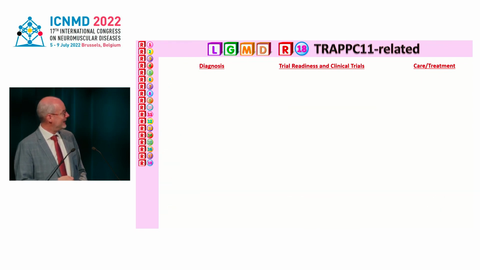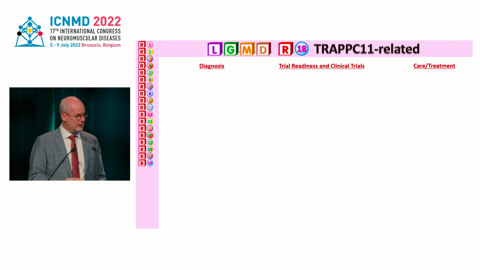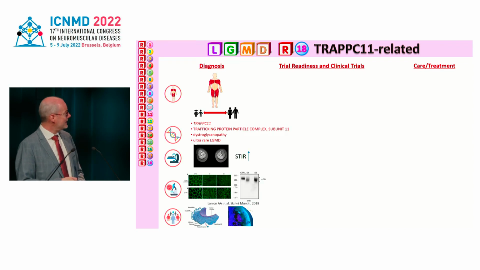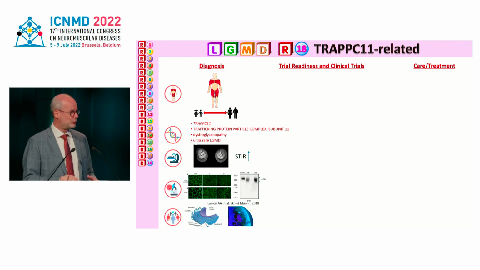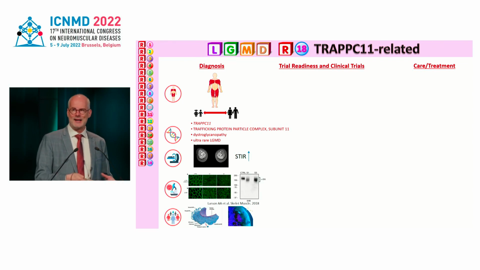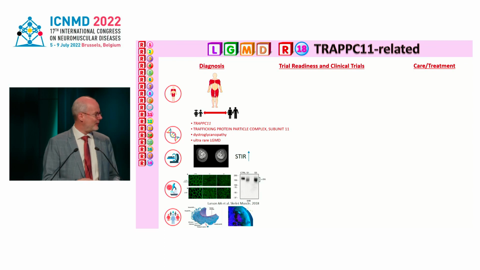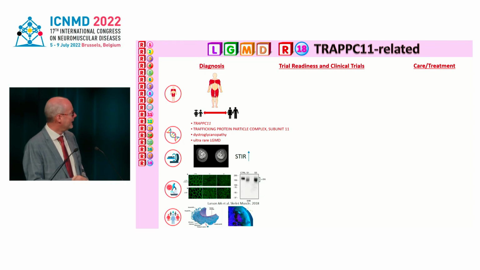Then TRAPPC11 or R18. Now, this is the trafficking protein particle complex, subunit 11, and it's actually important to transport probably vesicles from the ER to the Golgi. It has been shown to also show reduced dystroglycan glycosylation, and it might be related to it affecting other glycosyltransferases. It's not quite clear why.